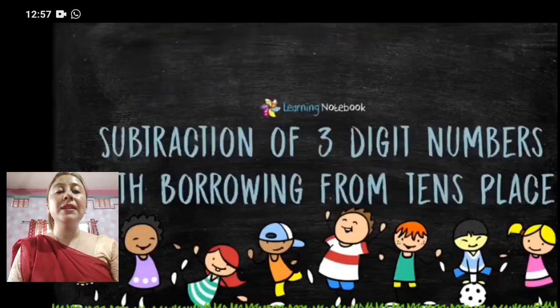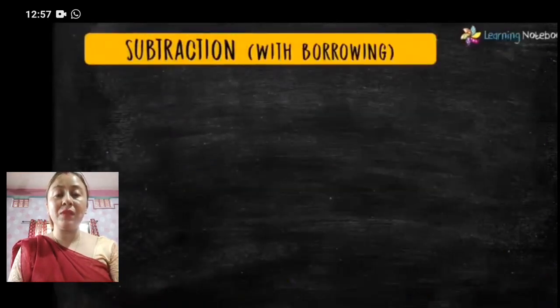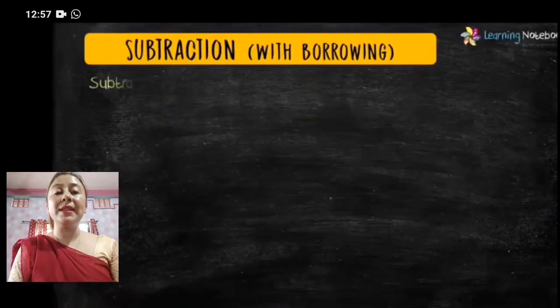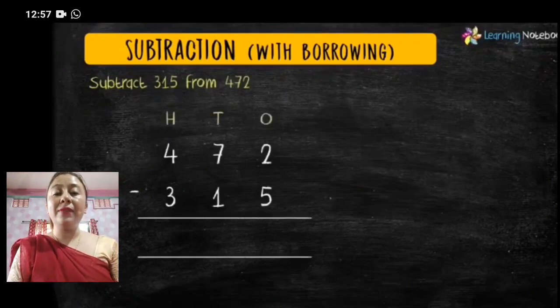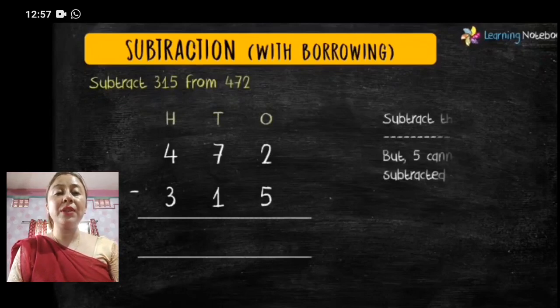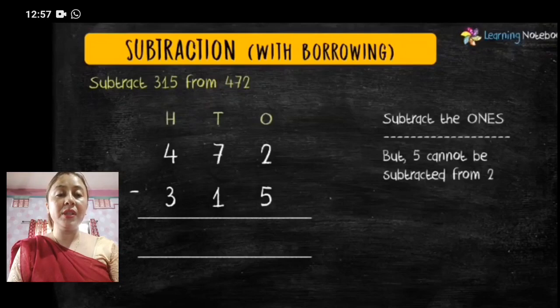Now let us see subtraction of 3-digit with borrowing from tens place. We will borrow here from the tens place. So the question is, subtract 315 from 472. Let us see how you will subtract. First we have to place them according to its place value. Now you know that we have to subtract the number in ones position. But you know 5 cannot be subtracted from 2 because 5 is more than 2. So what can you do here?